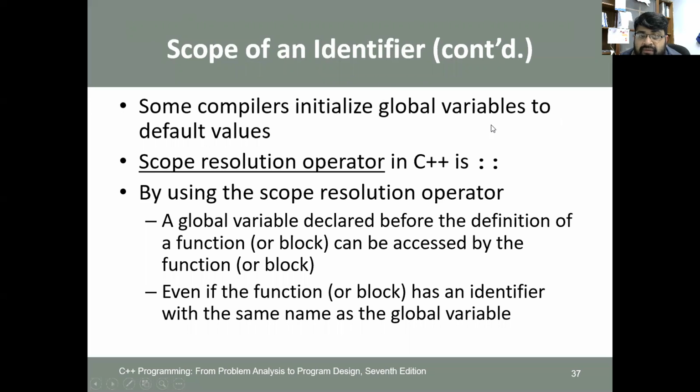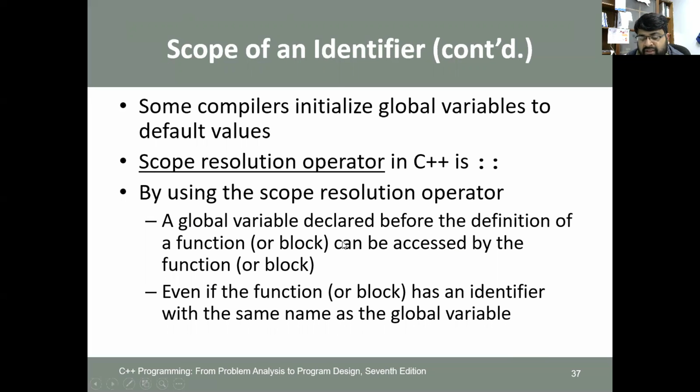Some compilers initialize global variables to default values as well. However, there's another very important characteristic that we call the scope resolution operator. This is something I talked to you about: how you can access a global variable when a local variable with the same name is also declared within the block. The way to access that would be to use the scope resolution operator, which is these 2 colons. By using the scope resolution operator, a global variable declared before the definition of a function or block can be accessed by the function or block.